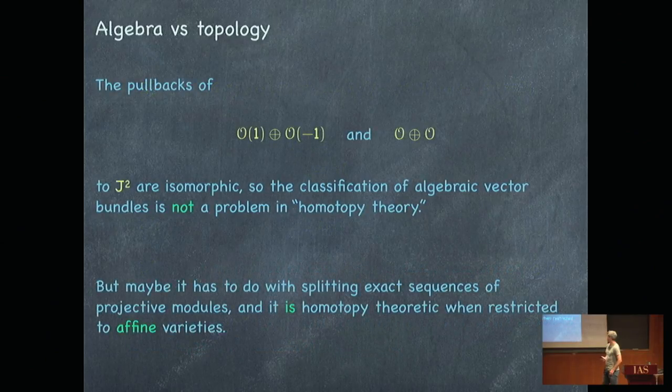Okay, so I already mentioned that. But the reason that these two bundles weren't isomorphic had to do with the fact that sequences of bundles on projective varieties don't necessarily split, and they do in topology. But they also do on affine varieties, and this makes you wonder, maybe the theory of vector bundles is homotopy invariant. Maybe bundle theory is homotopy invariant in the case of affine varieties.